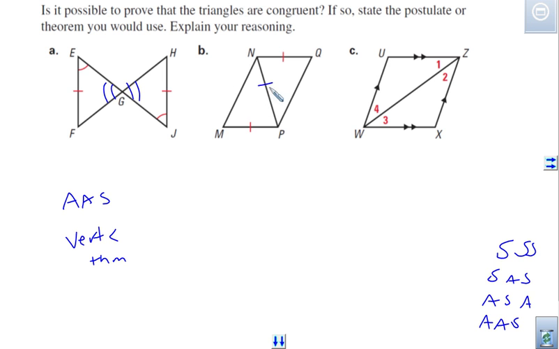Part B, I see reflexive. I don't see parallel lines, so I do not have alternate interior angles. We have no other information, so this is going to be a no. Try part C.